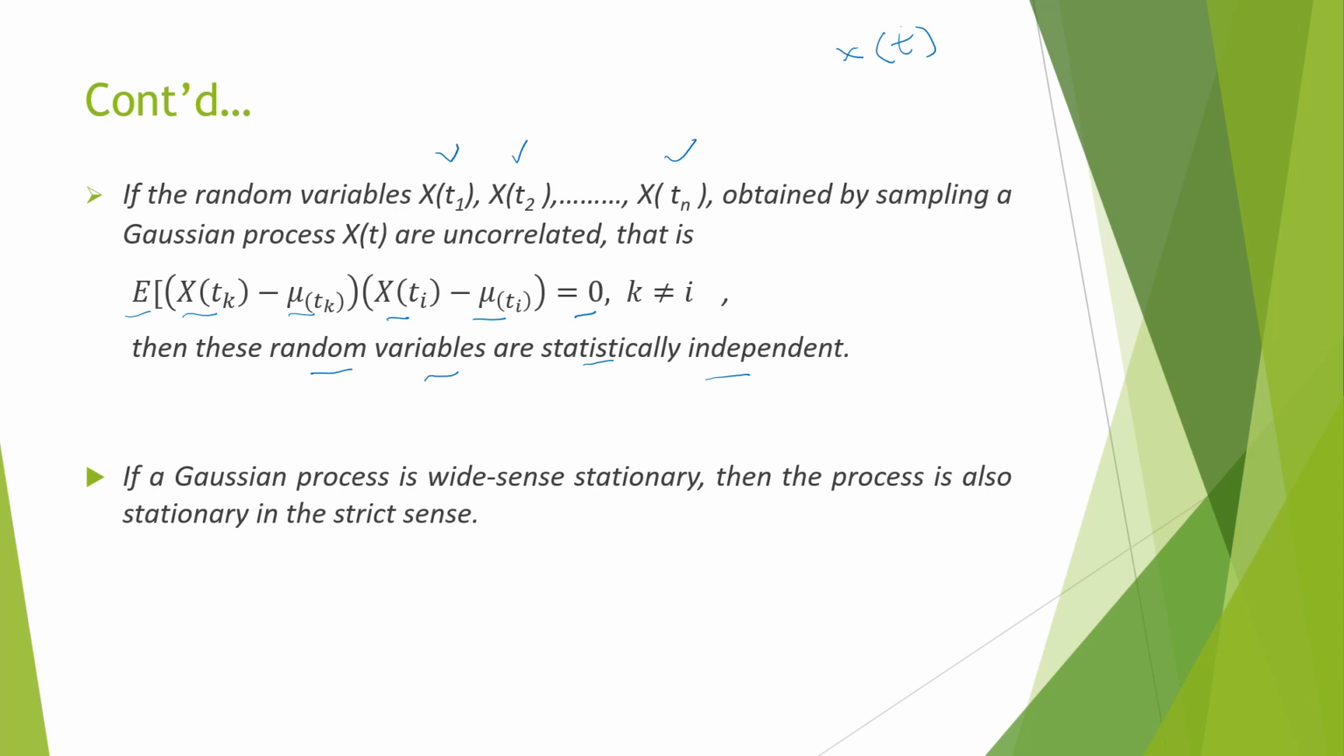And the final property is, if a Gaussian process is wide sense stationary, then the process is also strict sense stationary. We know in the strict sense stationary, the probability distribution is the same for all random variables. In wide sense stationary, the mean value is time independent and the covariance function depends on the difference of time. But in the case of a Gaussian process, if it is wide sense stationary, then the process is also strict sense stationary. This is one important property.